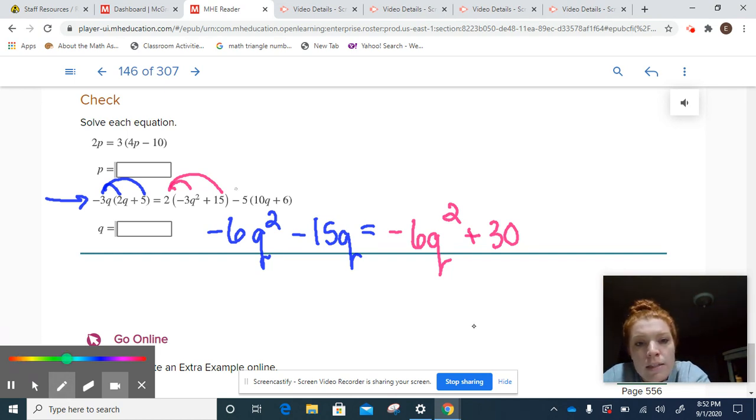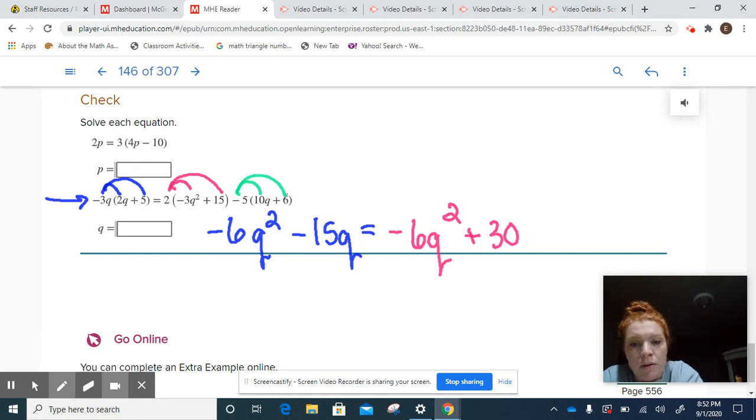So last part is negative 5. Don't forget the negative when you multiply in. Very important there. Positives don't really matter too much because it doesn't change the signs, but this one does. So negative 5 and 10 make negative 50 and the Q. And then we have negative 5 and positive 6, which makes negative 30. Okay, so there it is, all distributed out.